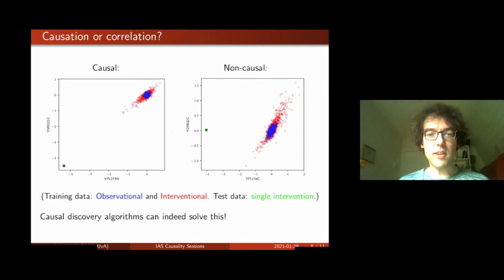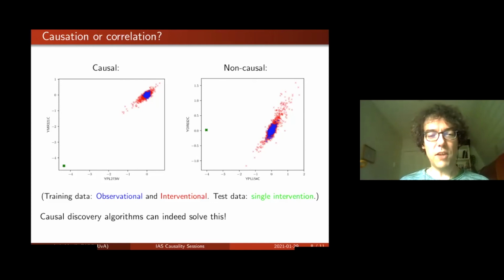So here's just an example of how this would look. Here you see two genes on the X and Y axis, and here you see the measurements. The blue dots are the observational ones, and the red ones are the interventional ones. On the left is an example of a causal relation, where if we knock out the gene on the x-axis, so its expression goes down a lot, then as a result also the expression of the gene on the y-axis is reduced by quite a bit. So that's a causation. On the right-hand side, you see a non-causal relation, where if you knock out the gene on the x-axis, it has no effect on the gene on the y-axis. So the question is, can we distinguish these?